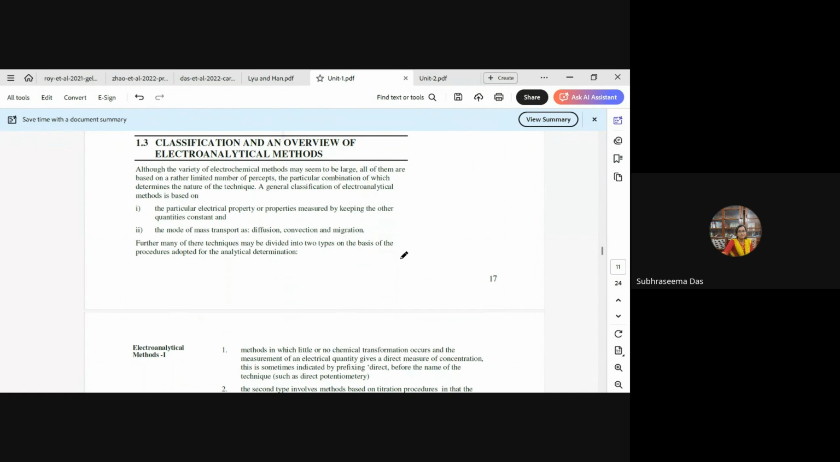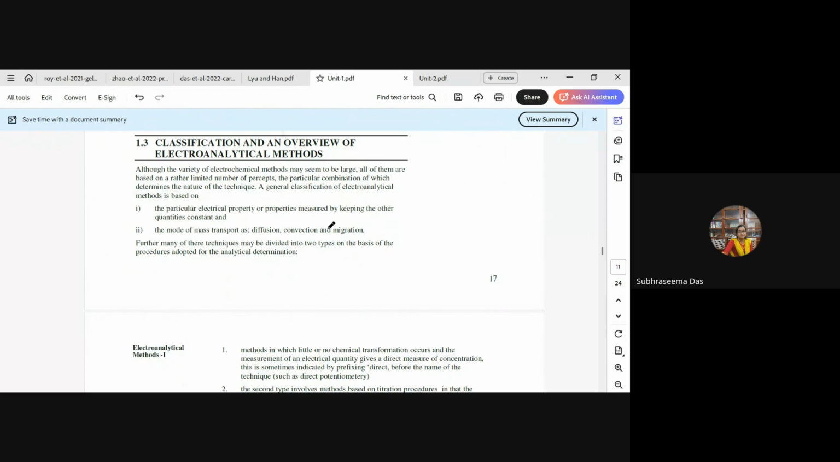Now coming to classification and overview of electroanalytical methods. Although there are various types of electrochemical methods, all of them are based on a rather limited number of precepts. The general classification is based on the particular electrical property or properties measured by keeping the other quantities constant, and the mode of transport, that is either diffusion, convection or migration.